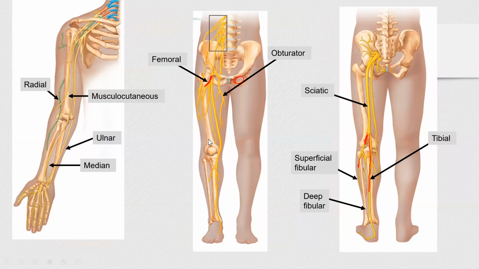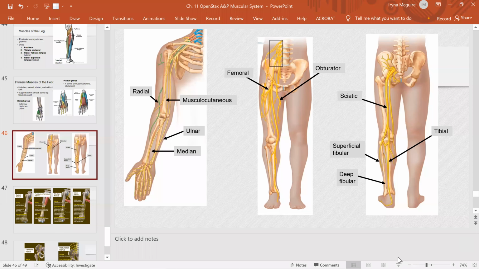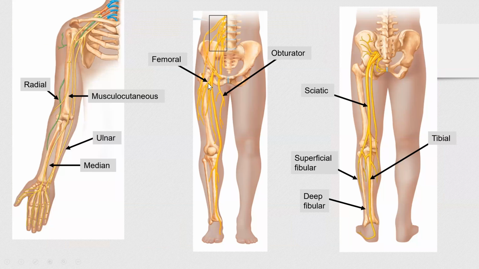So let's look over here. Let me get rid of my drawings. So you see, this is our femoral nerve. The femoral nerve makes sense: it innervates the anterior compartment of the thigh. It just makes sense because it's right there. Now, the obturator nerve, what do you think the obturator would innervate? Well, it innervates this medial compartment.